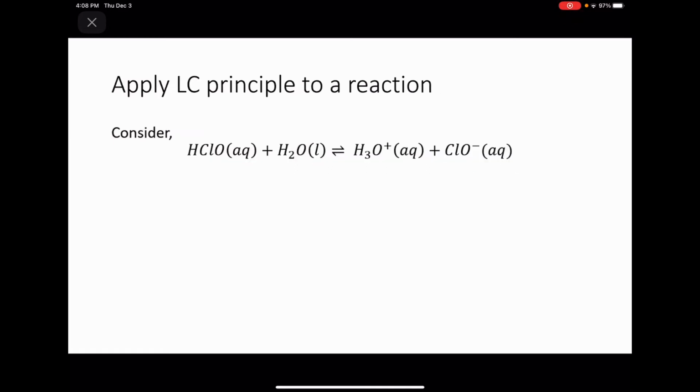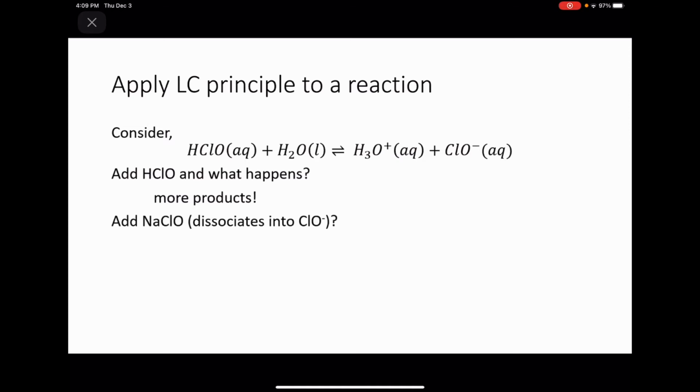All right, so let's apply this principle to an actual reaction, not just a general A to B. We'll use the one from the last slide, where we were doing some equilibrium calculations with hypochlorous acid. We added it to water, which gives us H3O plus and ClO minus. Let's let that come to equilibrium. So what happens if we were to add more HClO, more of our acid? Well, we're going to generate more products. We're going to end up with more H3O plus and ClO minus.